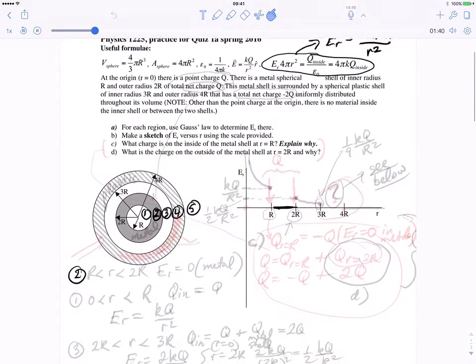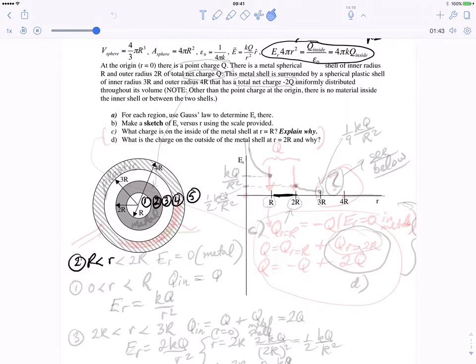So region 2, which is little r greater than R and less than twice R, you just say E_r equals 0, because you're inside of metal in equilibrium. Now region 1, which is for little r between the origin 0 and little r equals big R, in that region, Q_enclosed is just the charge at the origin, which is given as the point charge Q. So Q_enclosed is just Q in that region. So the electric field, the radial component, just goes like kQ over r squared.